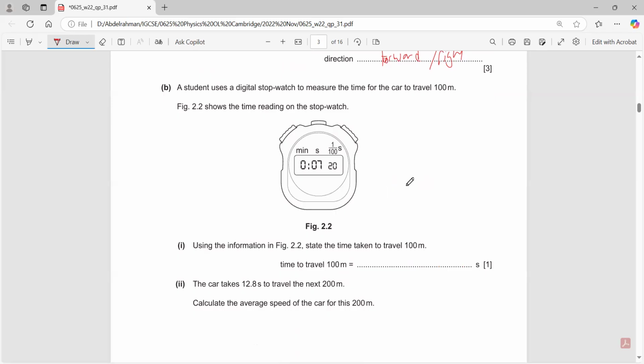Okay. Can I read the time? 7.2 seconds. Yes, 7.2 seconds. That's it. Okay. What about the speed?